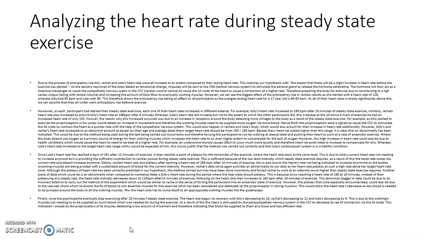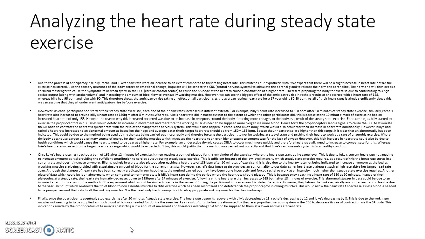For example, as Billy started to exercise, the proprioceptors in his muscles detect an increase in movement, and therefore the working muscle needs to be supplied more oxygen via more blood. Hence, the proprioceptors send signals to the CCC to stimulate the SA node to contract the heart at a quicker rate, with the help of the sympathetic nervous system.